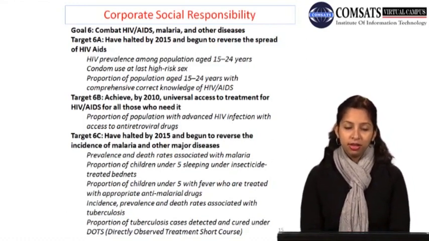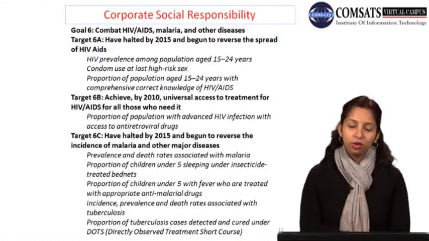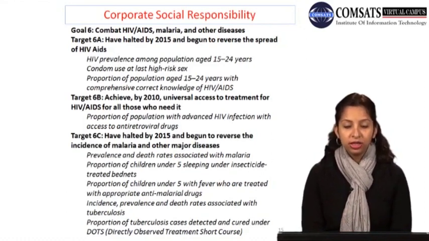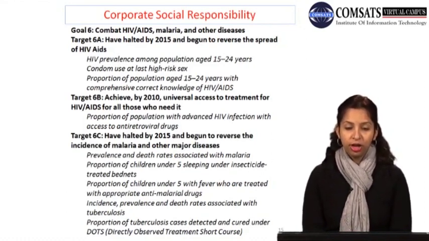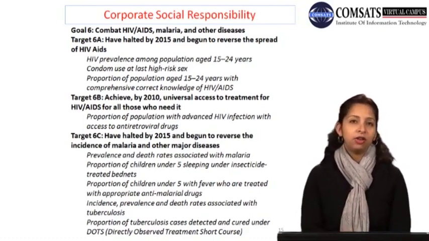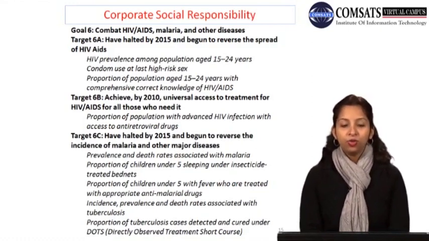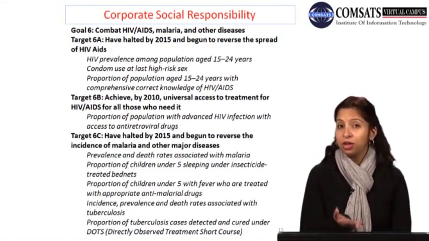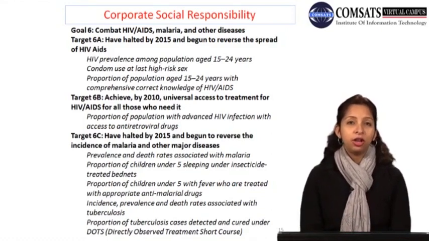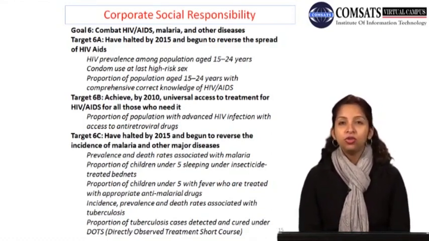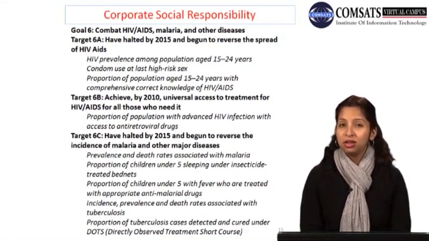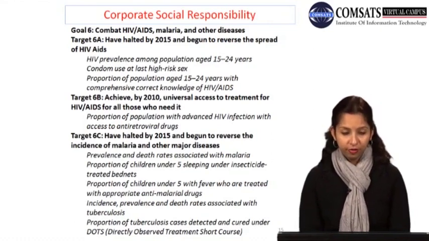Next is the next target, or the target within the goal 6, is achieve by 2010 universal access to treatment for HIV AIDS for all those who need it. Proportion of population with advanced HIV infection with access to anti-HIV drugs. So that's again a target ki ji by 2015, that this target had to be achieved by 2010 ki ji aapke jo HIV, anti-HIV drugs hai, you need to give them to those. And then these are very expensive drugs, you need to give them to those who have HIV positive.